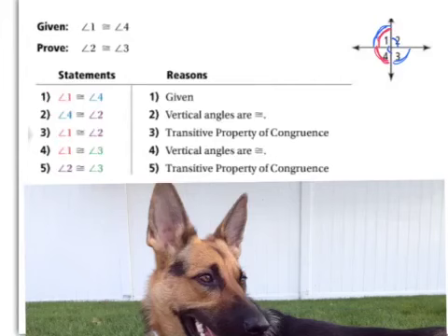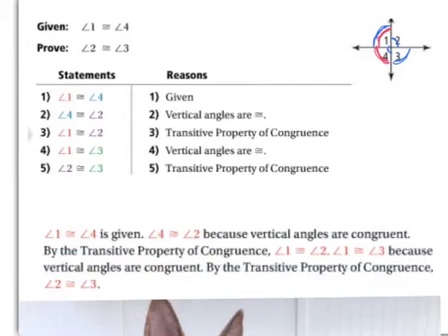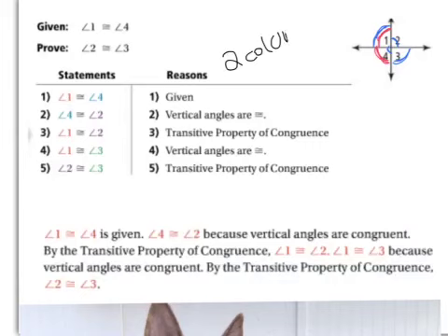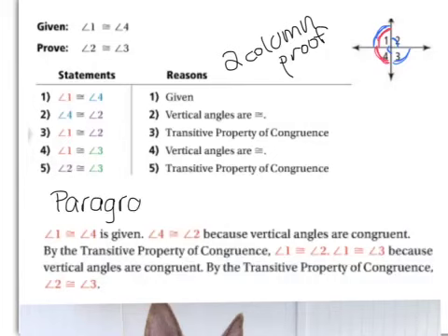Now, this can be written in paragraph form. So here we have our two-column proof. I want you to write down the paragraph proof as well. It's the same thing, except some people, rather than organizing it into a table, would prefer to write it out. So you still say angle 1 is congruent to angle 4 because it's given. Angle 4 is congruent to angle 2 because vertical angles are congruent. So you're basically just writing this as a sentence rather than a statement and a reason.